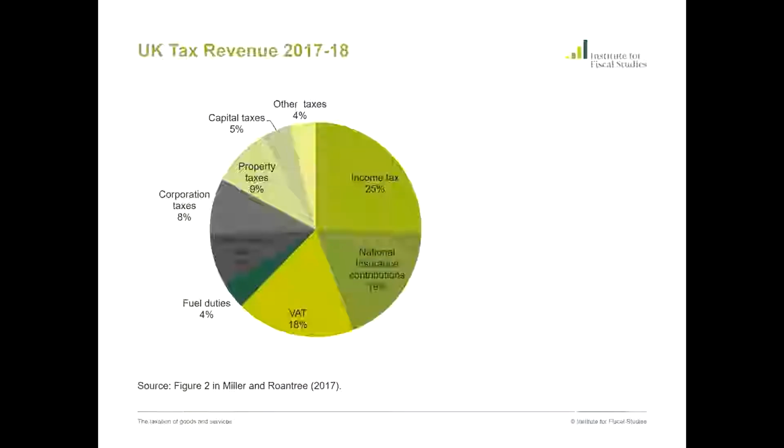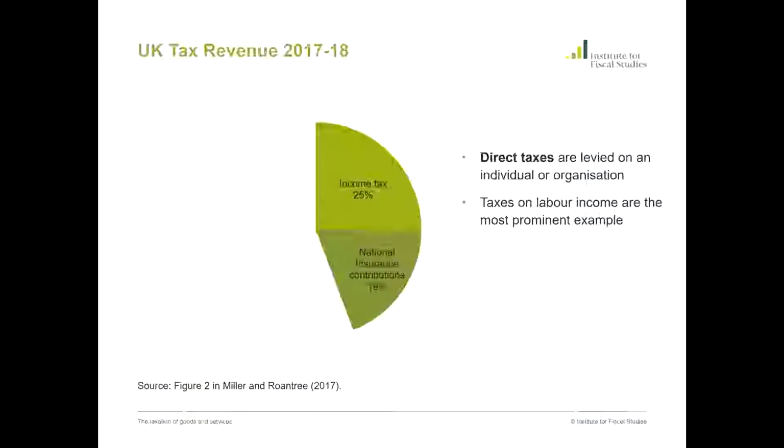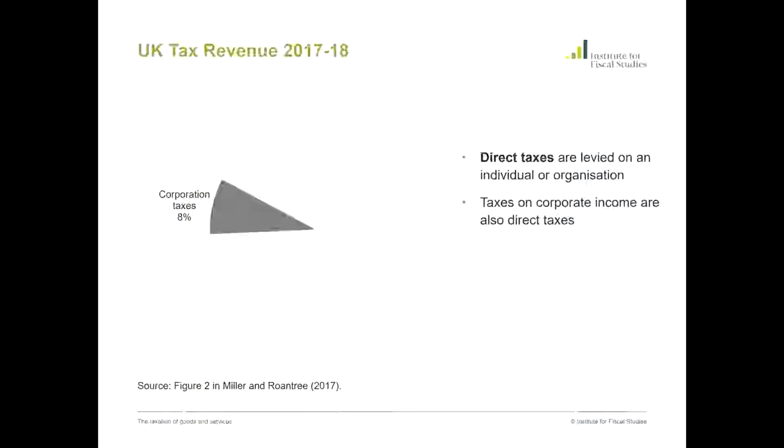So turning now to what our tax system looks like, here's a breakdown of UK tax revenue for 2017-18. And we see that the biggest contributor to UK tax revenue is taxes on labour income. Now these are a form of direct taxes, which are levied on an individual or organisation, and these are contributing almost 45% of UK tax revenue. Another form of direct taxes is corporation taxes, which is 8% of tax revenue in that year.